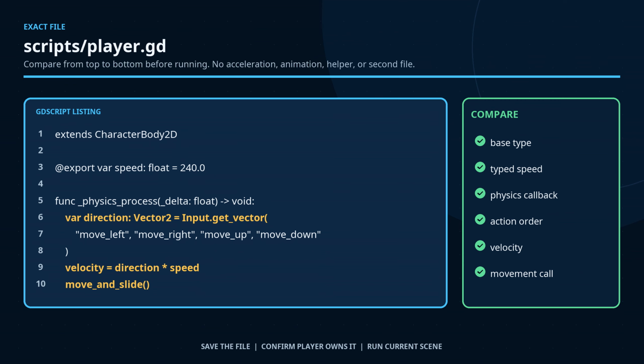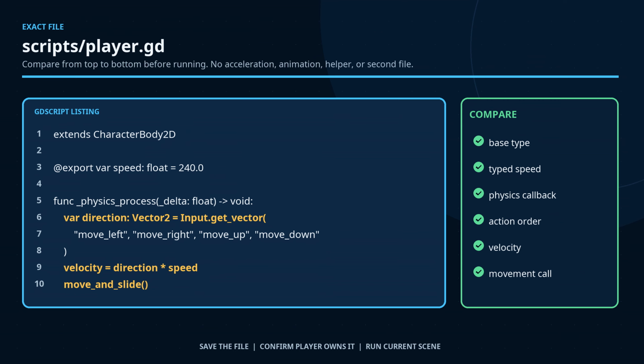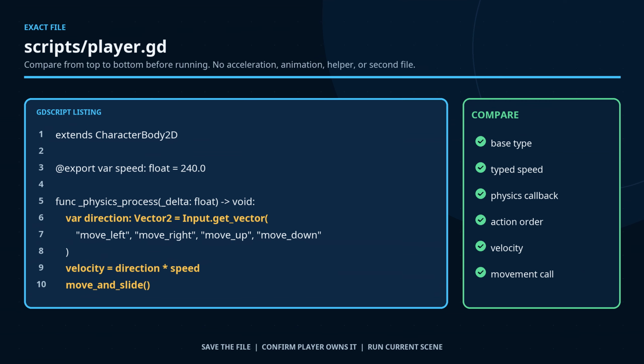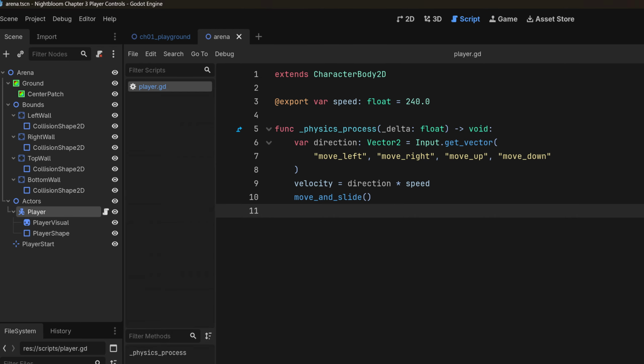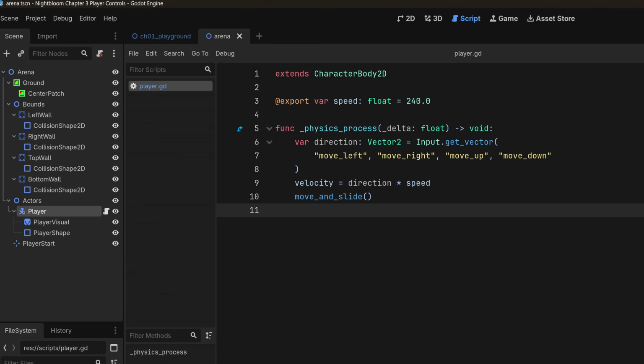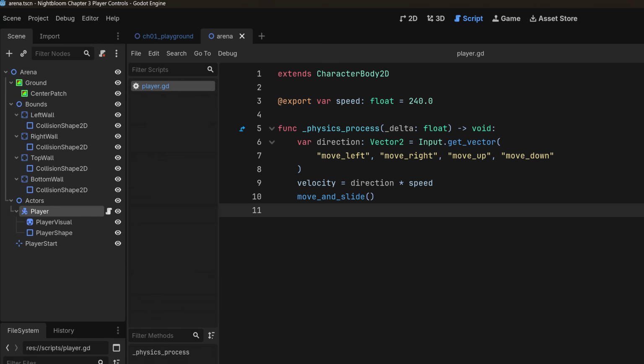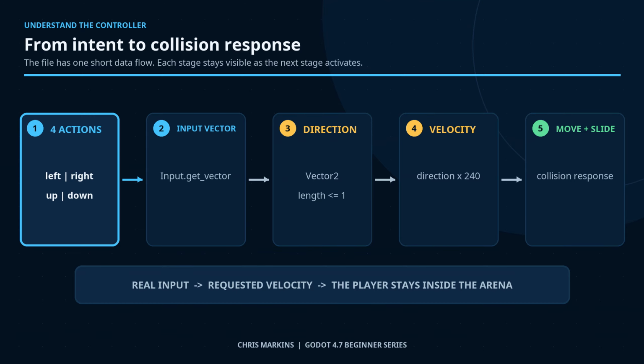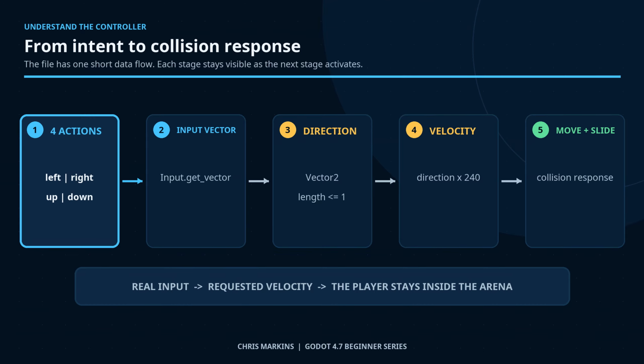Physics process runs on Godot's fixed physics step. Its delta parameter is named with a leading underscore because this short file does not use it directly. We assign velocity in pixels per second. Move and slide applies the physics time step itself.